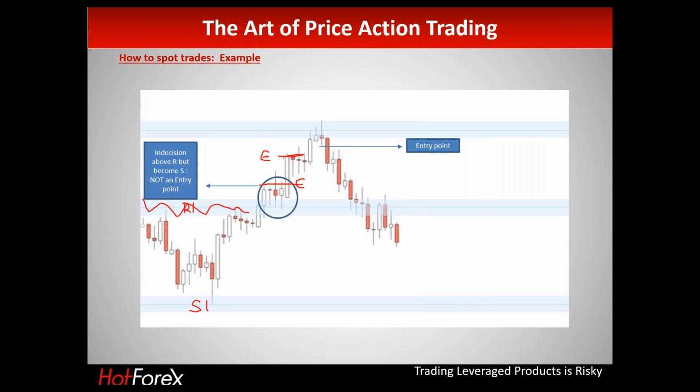So after the indecision, that should be my entry point, or that one, based on your strategy. Now with the targets, how you can set your targets. Your target should be at the same distance.